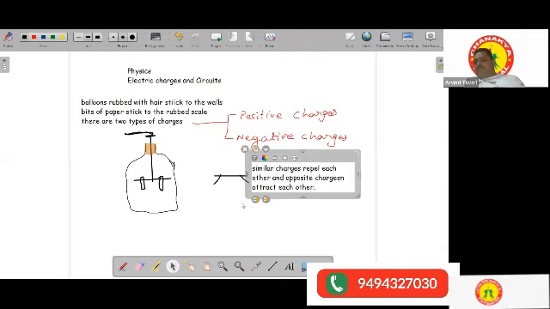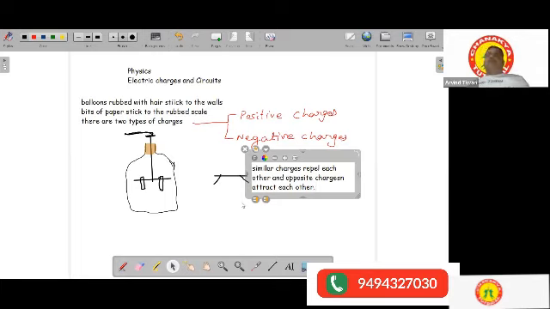Or if you bring your hands closer to it, you will find the hair of your body become erect. A similar thing you have observed with your LCD or your TV. If you bring your hands near your TV, you will observe the hair on your hands become erect, they become straight, right? So all these effects are brought about by the charges.